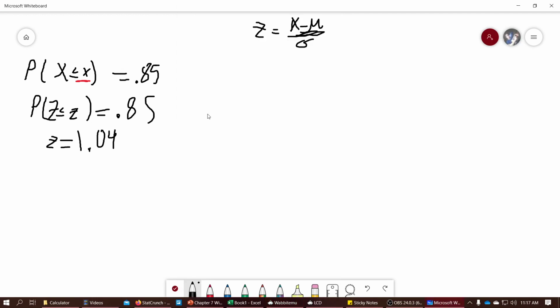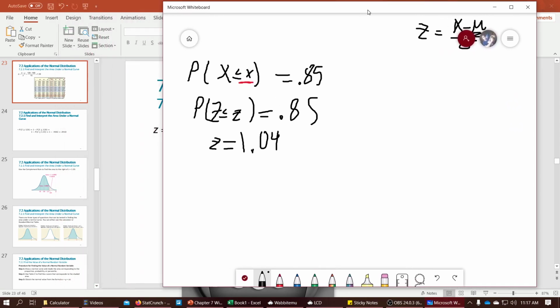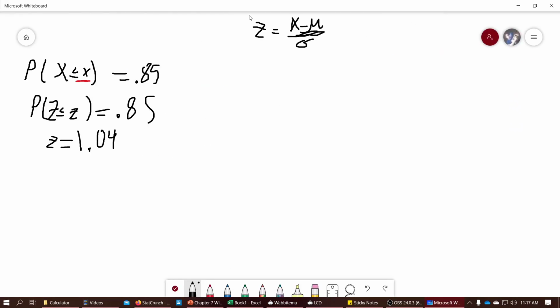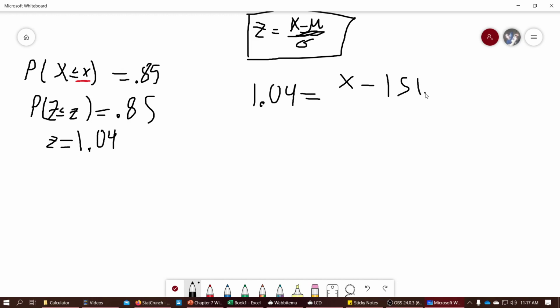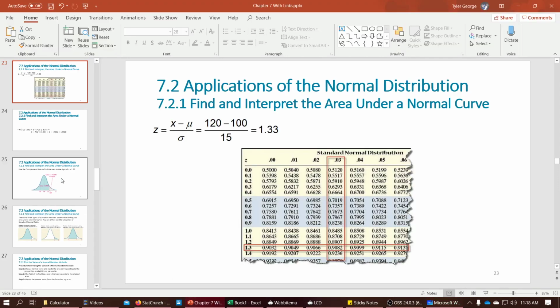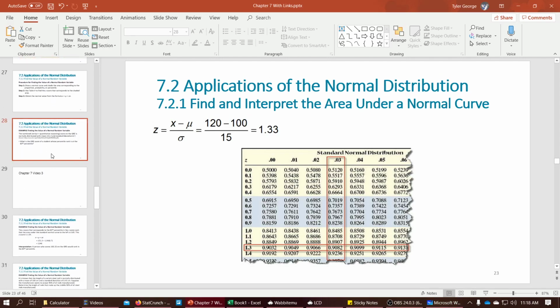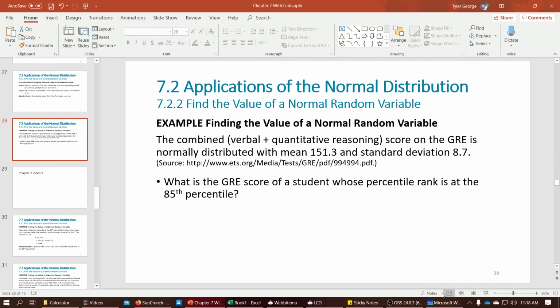What we just found is the left side of this equation. So we need to do some algebra now. We have 1.04, and we also have the mu and the sigma values, because those were given to us: 151.3 and 8.7. We do not have the x value.